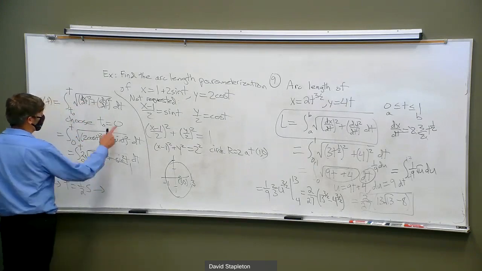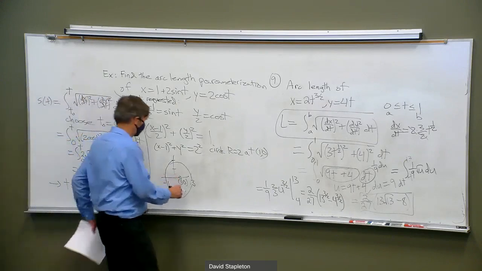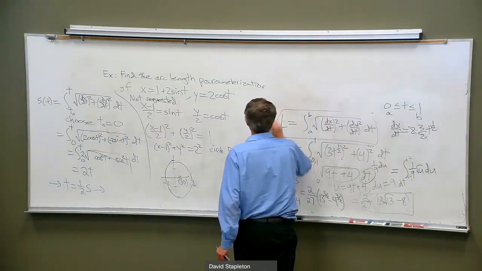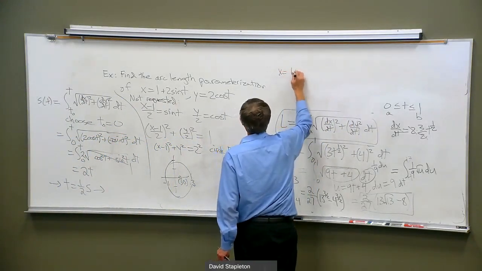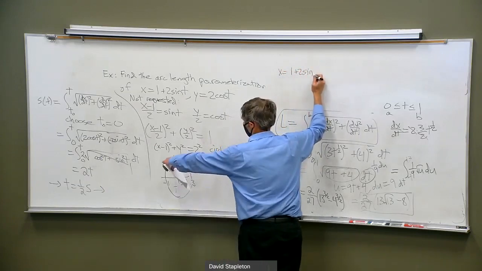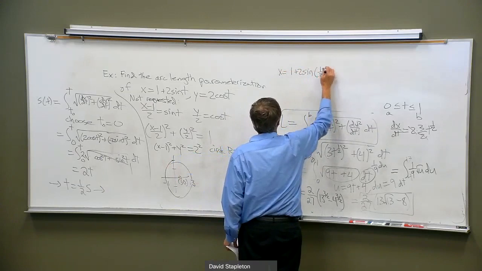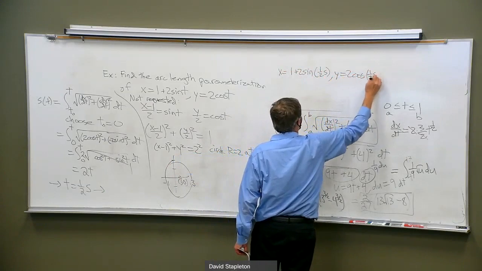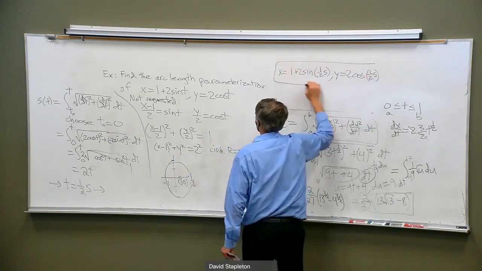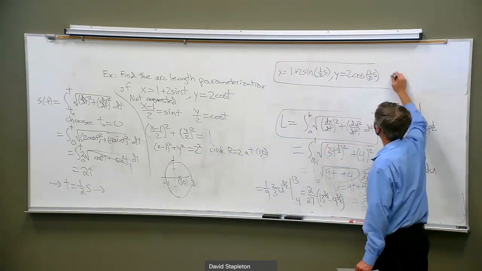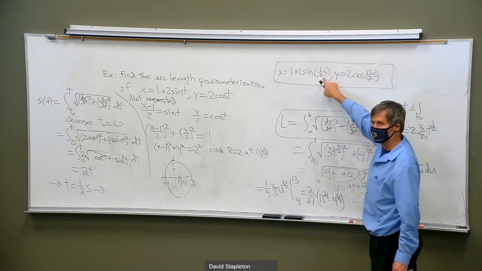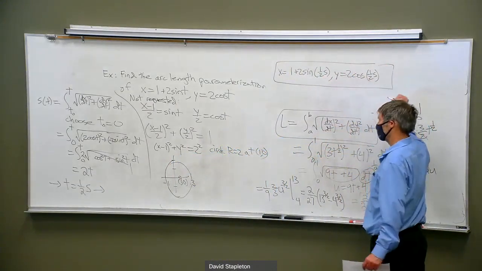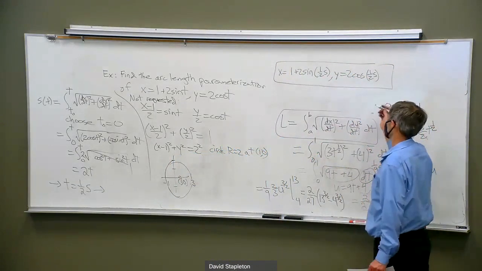That implies that you can write the original equations here, x and y, as functions of s. X equals 1 plus 2 sine, and I replace t with 1/2 s. Y equals 2 cosine, and replace t with 1/2 s. There it is. This is x as a function of arc length s. If you put in s equals 4, it's exactly 4 units along the curve from the point where t was equal to 0, where s is equal to 0.